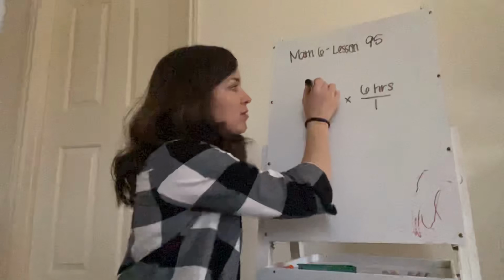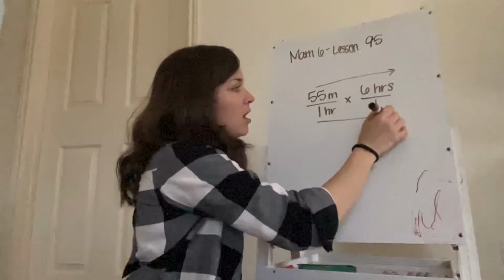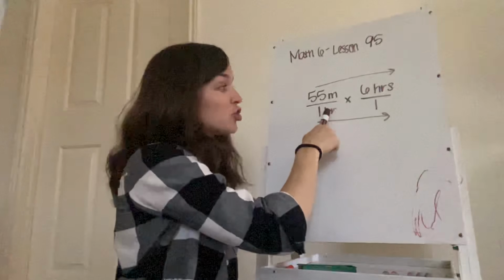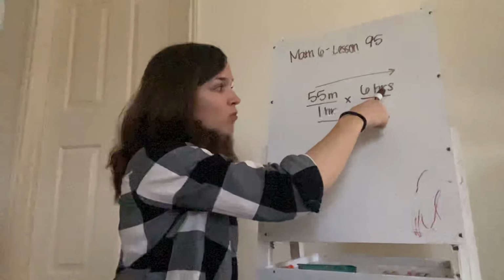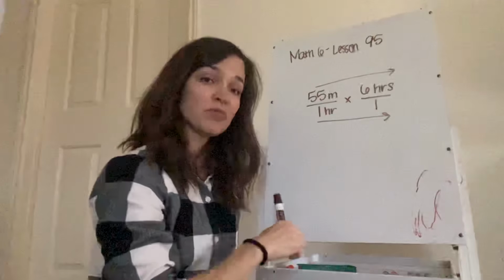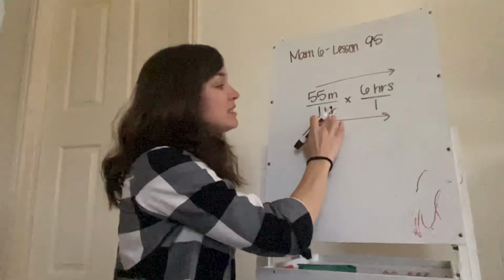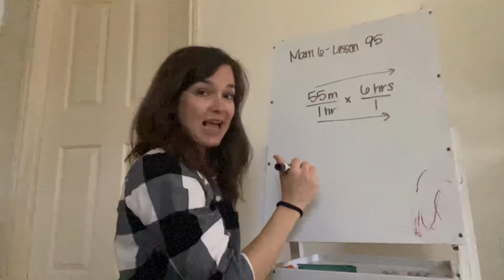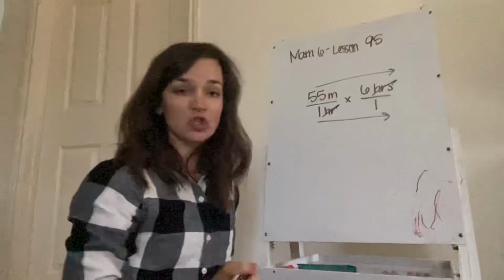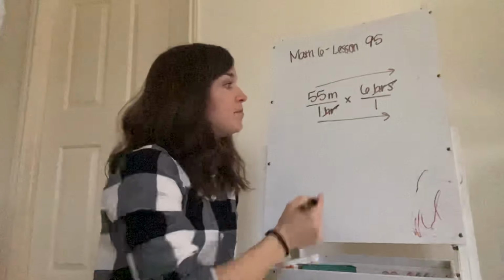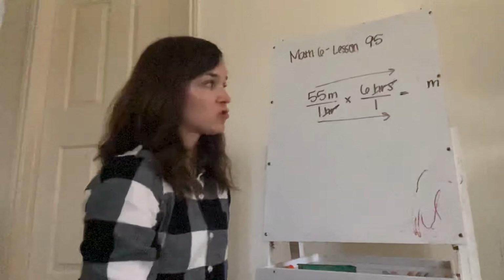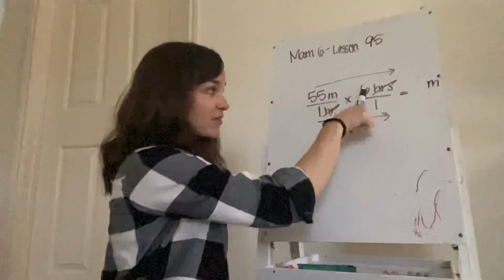So we know that we're just going to be multiplying our numbers, but if you notice, we have units here. So we do have hours and hours that are across from each other. So just like when we cross simplify numbers, if we see units that are the same that can both be simplified, we can cancel out those units that are across from each other, meaning that our answer would be in miles. Okay, so to find that answer, we just have to multiply 55 times 6.